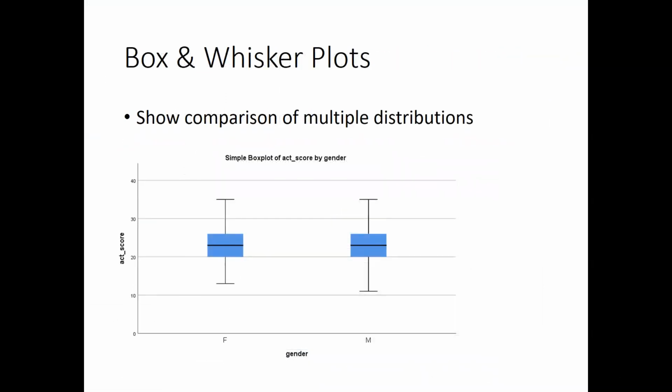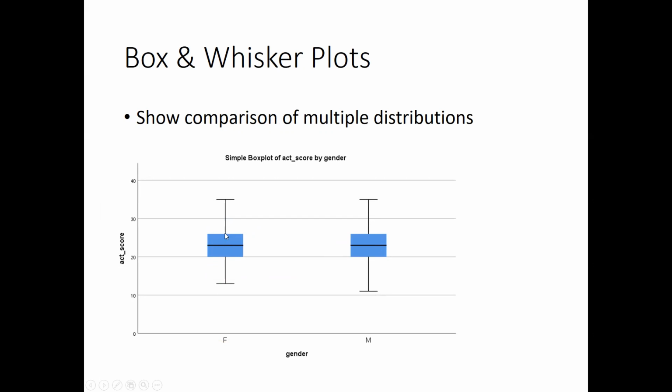All right, box and whisker plots. We've talked about that a little bit already, haven't we? With confidence intervals. Box and whisker plots are kind of the reverse. They look at the distribution of continuous data, like ACT scores by gender. The middle line is the median.